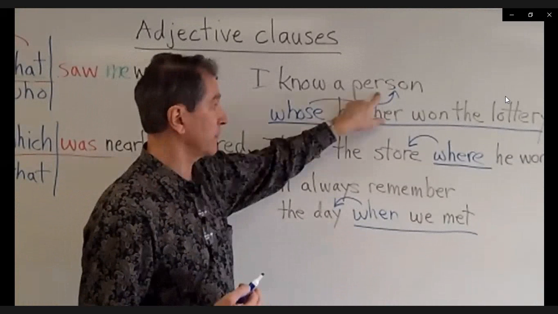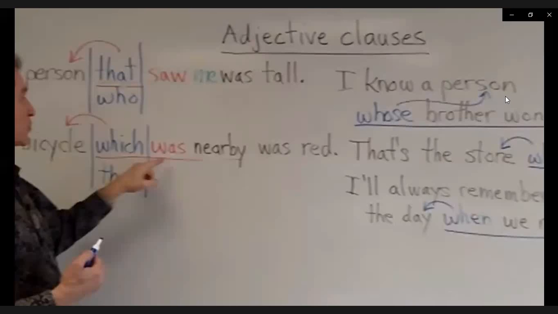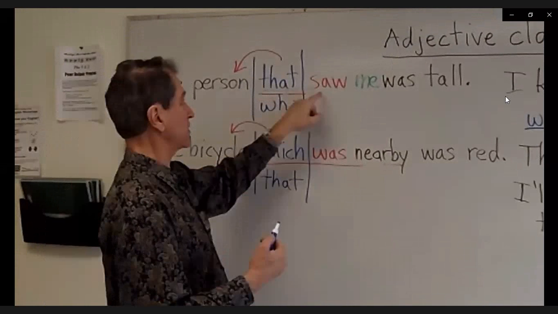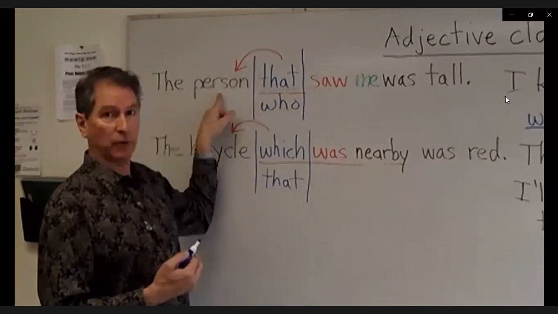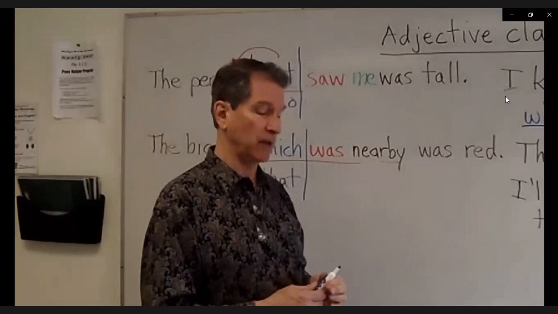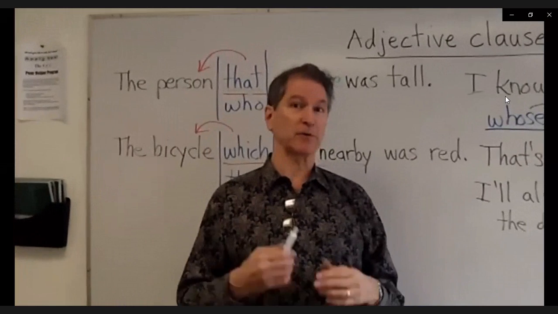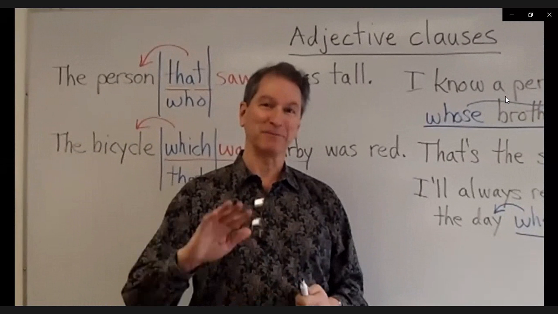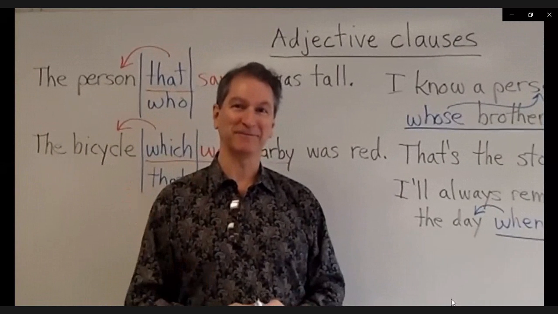Whose brother won the lottery? More information about person. Which was nearby? More information about bicycle. That saw me? More information about person. So they always go right after the person that they describe. Now there's a lot more to this grammar, so make sure that you study this page and then do the exercise that follows. Bye for now.